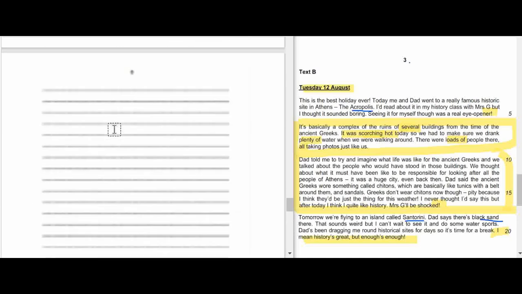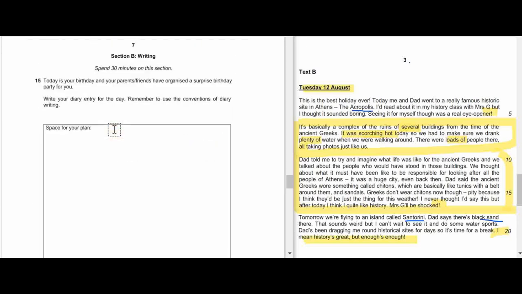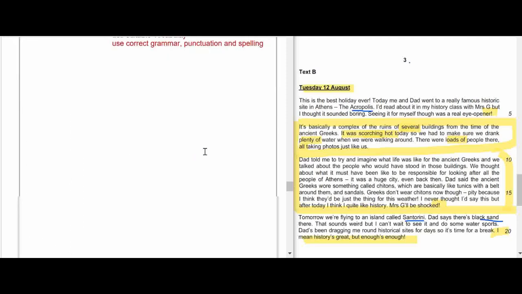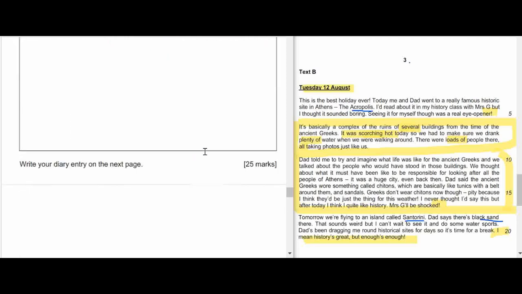The clues and tips for this are: don't write less than half a page. Of course, you're provided two pages. Try to write at least one or one and a half pages. You have to give a relevant response. Make paragraphs that are well organized throughout the text. Use suitable vocabulary. Use correct grammar, punctuation, and spelling. So that's all for the maximum of 25 marks.